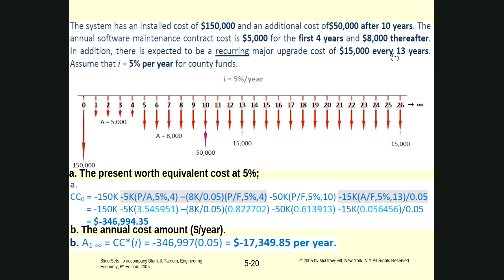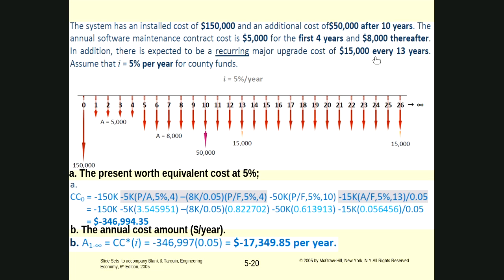The word recurring here does not add anything. Why? Because that 15,000 is every 13 years and it didn't say that it is only for 20 or 25 years. It is for infinity. So what is recurring actually, and why do we call this 15,000 recurring? The 15,000 appears every 13 years and lasts forever. It means at year 26, it will appear again, and if you add another 13 years, it will also appear again, and so on.